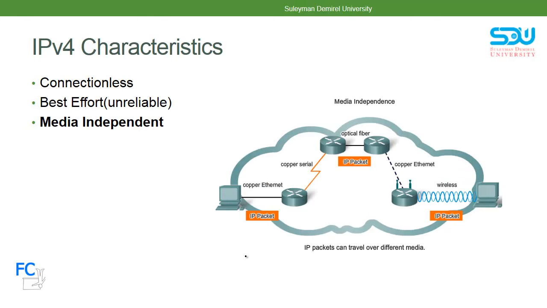All right, IP version 4 and IP version 6 protocols are working with different types of media, where the packet is not changed. The structure of the packet is not changed. That is why it is called media independent. It can work with different types of media, with wireless, with different types of wires, and with different types of wireless communication.